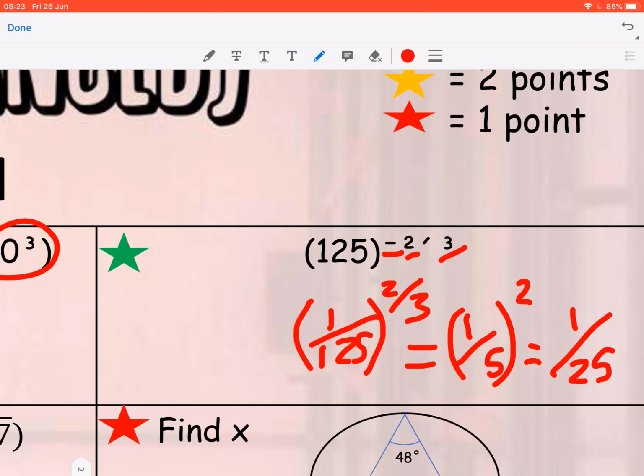So with 3 rules, you've got to use them one after the other. The easiest way to do it is to use the minus rule first, then use the bottom of the fraction, then use the top.